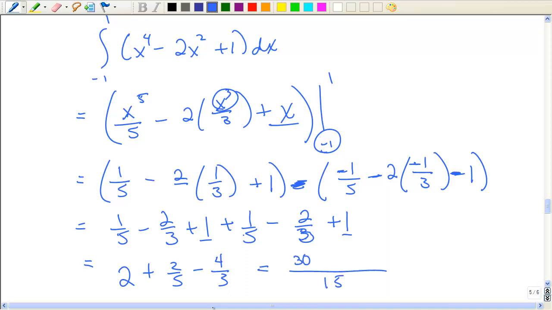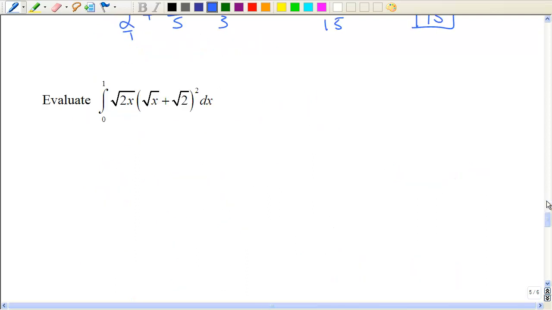So that would be 30/15 for the 2 over 1 plus 6/15 for the 2/5 minus 20/15 for the negative. So let's see, 36 minus 20 is 16/15. Go back to your basics, do your fractions, don't panic. Ooh, that looks ugly. I can't just distribute this because of that. Let's see if I could use u substitution.